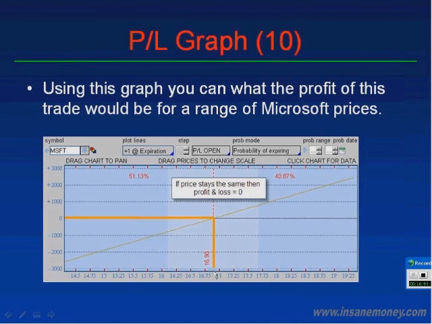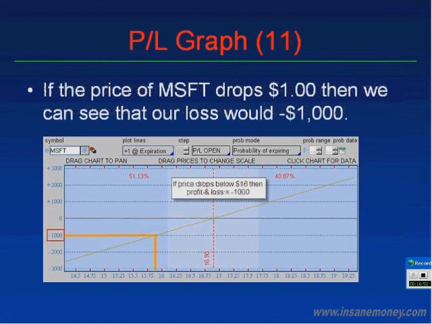If the price stays the same, we take the vertical here, go across, and you see that our profit and loss is 0, right? So not a lot of difference in profit and loss there. If the price drops $1, really this is like $15.80 and some change, take that to the vertical, go across the horizontal, and you see our entire position is down $1,000, right?